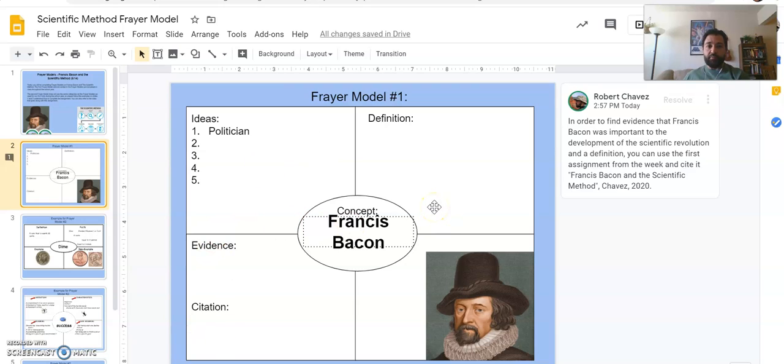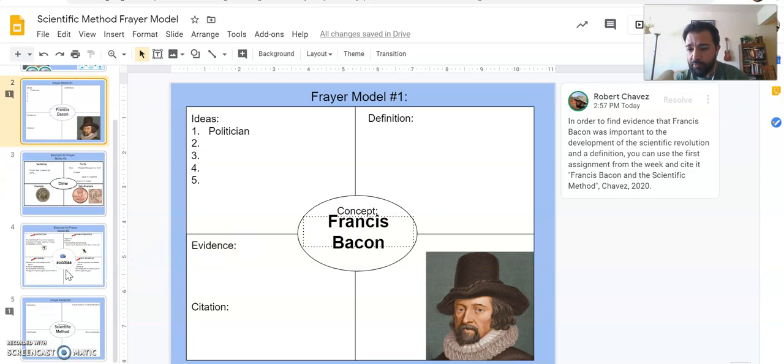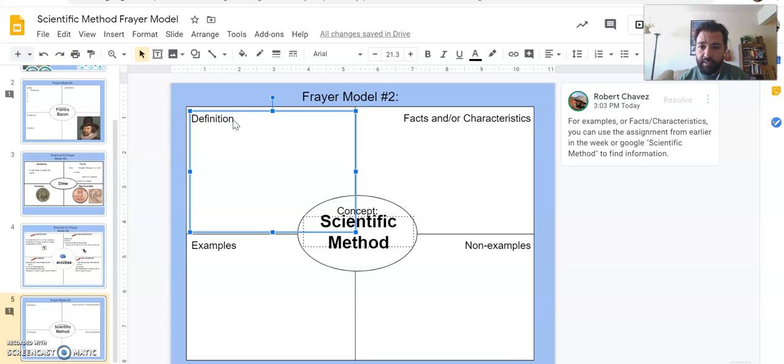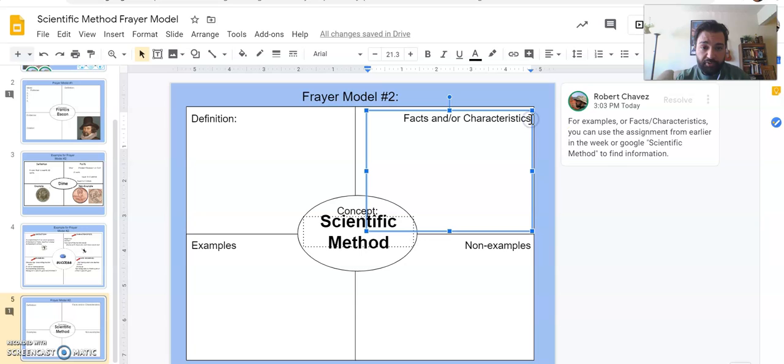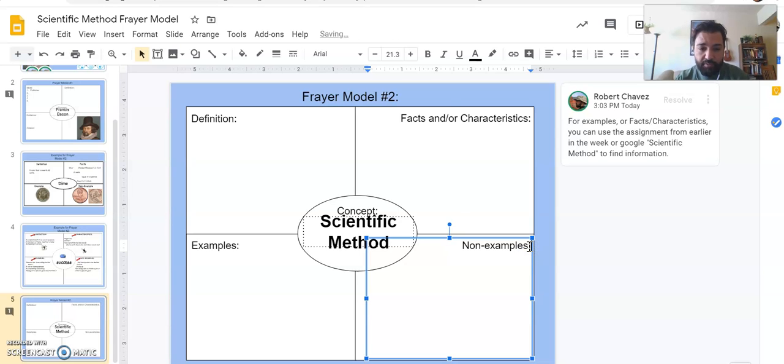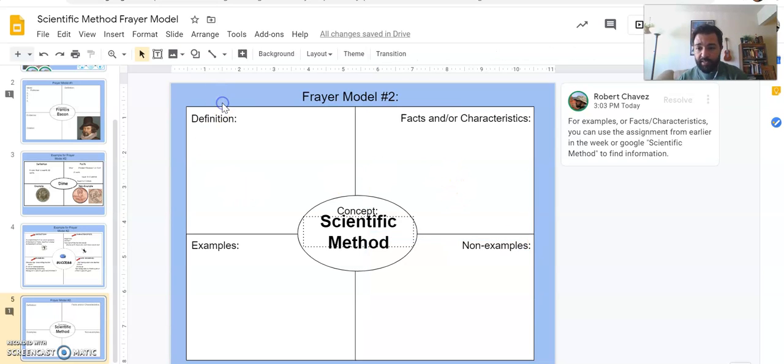As you can see, it's pretty similar to what we did in class during the school year. The second Frayer model is going to be a little bit different. I'm going to scoot here to the final version so you can see the different categories. There's a definition. Let me add that in there. There's facts or characteristics on this side. So that's different. The examples are different and the non-examples are different as well. So every category in this Frayer model is different from what you're used to.